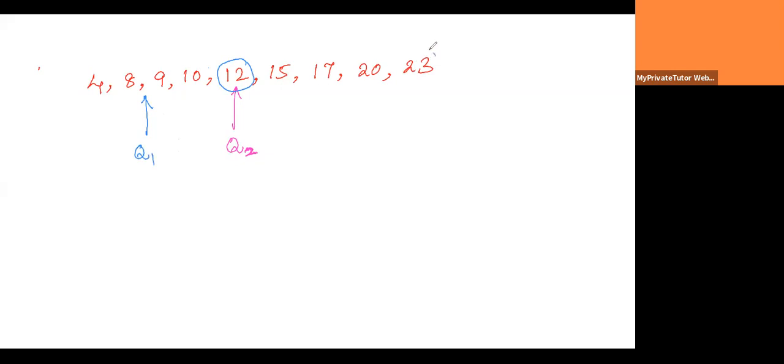And finally, we have more data on the right side of 12. So you can find the median of these 4 numbers. Which means what? What is 37 by 2?